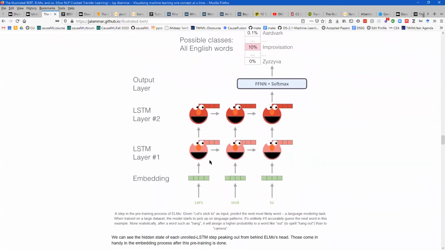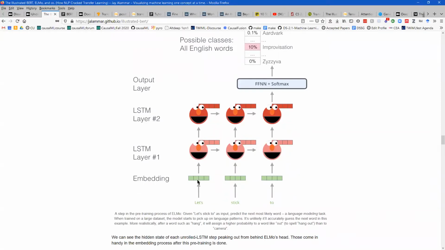So this shows the architecture of ELMo. It has 2 LSTM layers, and then these little things coming off ELMo's head are the hidden layer outputs. And remember, in an LSTM, the hidden layer gets passed on to the next one. But I guess what he says is that they keep those hidden layers around because they use them. They come in handy later.